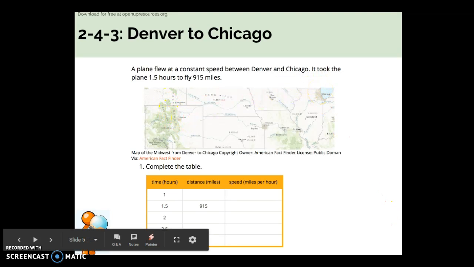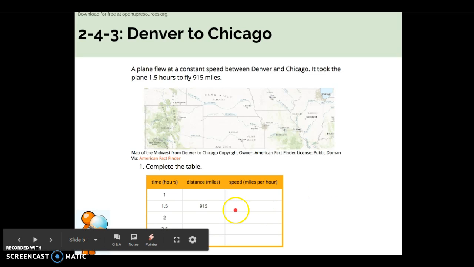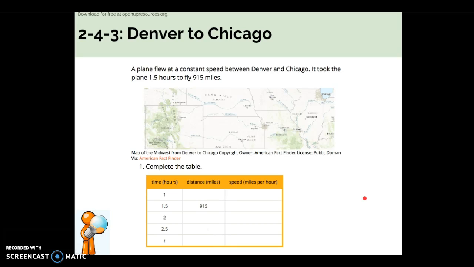So when the plane is flying a total of 1.5 hours, they cover 915 miles. So we want to think about that miles per hour video that we watched that was a little silly. Determine how many miles the plane is actually covering in 1 hour, and then continue to fill out your chart in regards to the distance that could be traveled for each given time or hour.